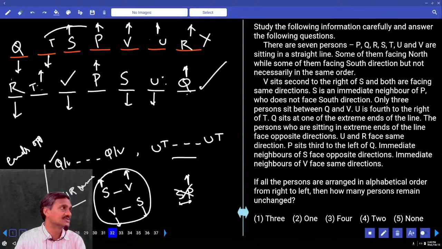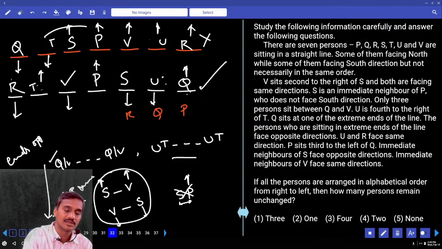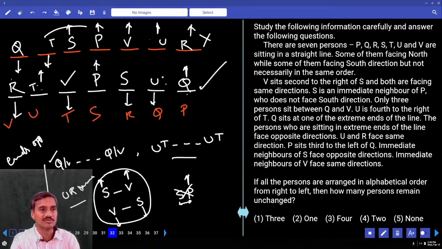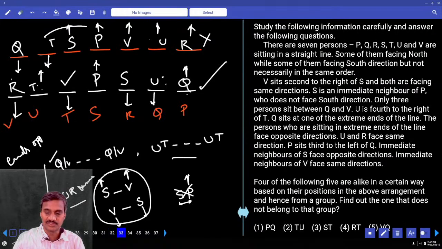And if all the persons are arranged in alphabetical order from right to left, then how many persons remain unchanged? Right to left means this is P, Q, R, S, T, U, V. Then tell me how many persons remain at the same place. Is there anyone who remained at the same place? No, none, that is choice 3, question 32.